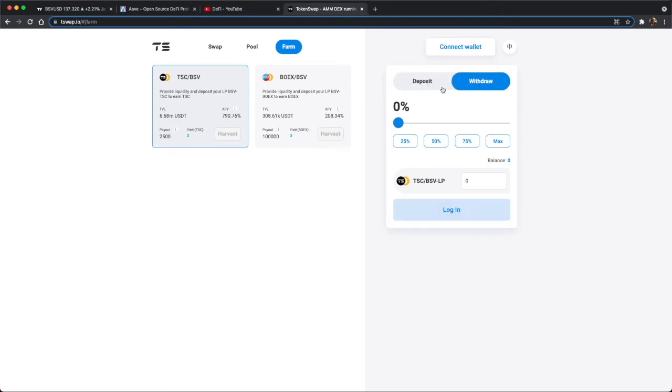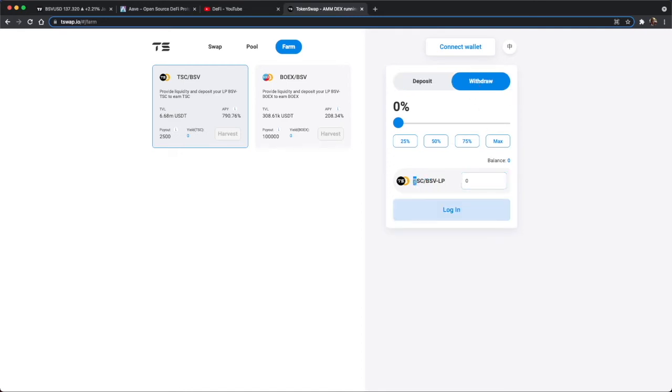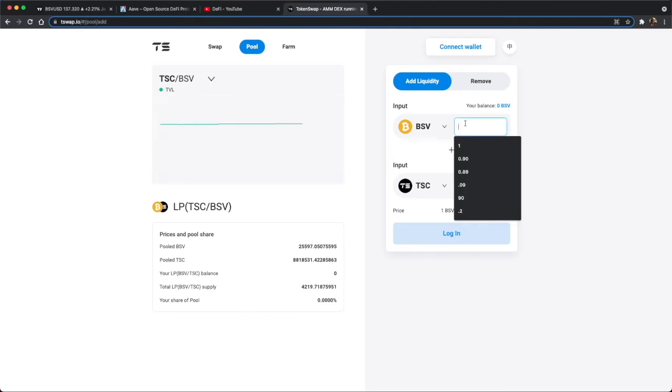And then you can withdraw it. What's interesting with this is that this is its own price. So when you withdraw, when you click here to withdraw a balance, you will get like a decimal number. So 0.156 like that. But that may equal 1 BSV. Because 1 BSV is worth 344 TSC.